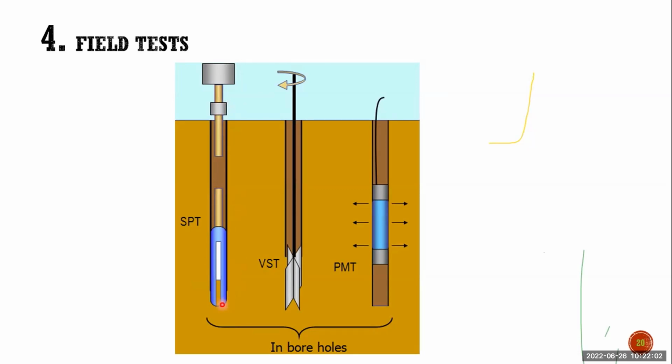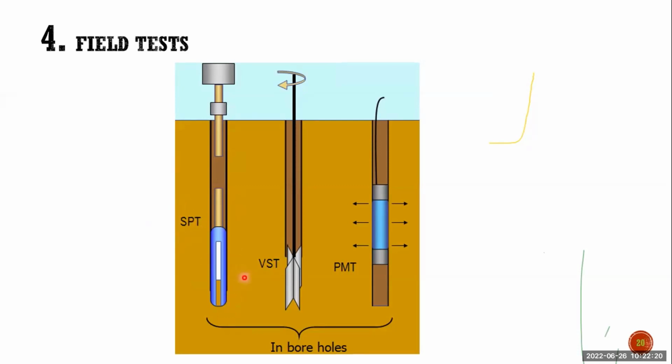They will penetrate up to 450 millimeters. The first 150 millimeters they consider as a seating depth; they don't count it. Then for the second 150 and third 150 millimeters, they will count the number of blows. That will be the N value of the SPT.